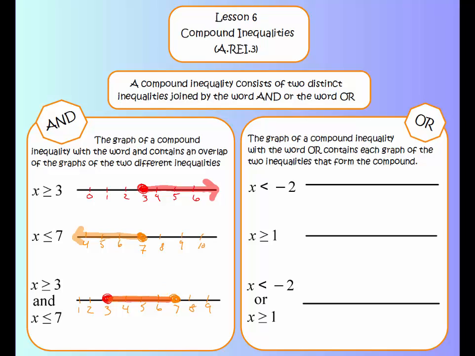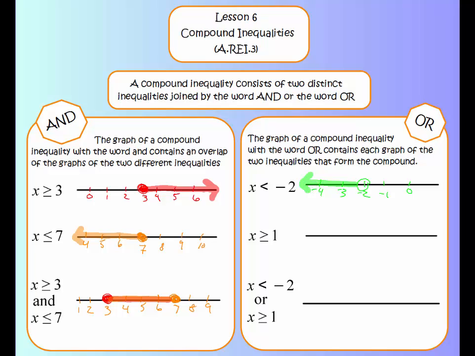Let's see what an or inequality does on the right-hand side here. The graph of a compound inequality with the word or contains each graph of the two inequalities that form that compound. Okay, so it's the same kind of idea here. Let's see what happens. When x is less than negative 2, so here's negative 2, negative 3, negative 4. So I'm going to put a dot at negative 2. It is going to be an open dot because it is strictly less than. Now I'm going to try a number. Let me try 0. Is 0 less than negative 2? The answer is no, so I do not want 0. I want to shade away from 0, so it's going to go that way.